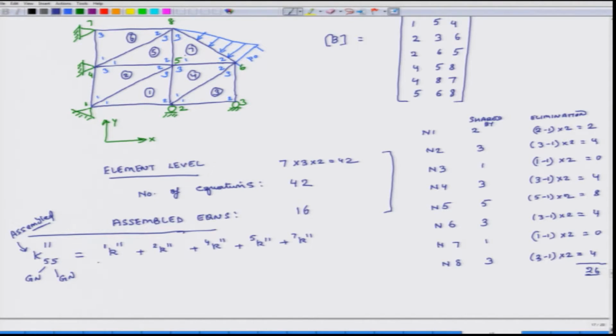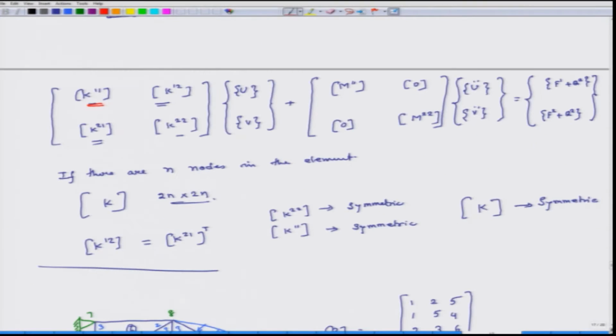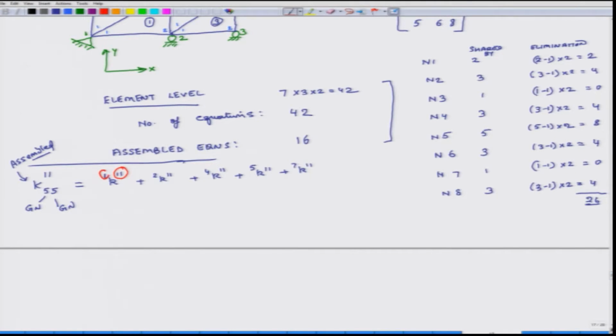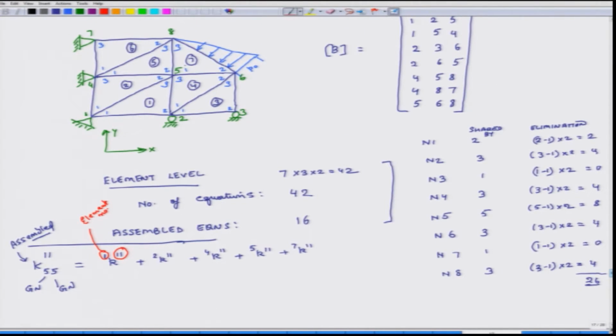And what are the subscripts? So, this 1 1 corresponds to what? It corresponds to this submatrix. This corresponds to element number. And then it also should have a subscript. All these terms should have a subscript. So, for the first element, what does global node 5 correspond to? Global node 5 corresponds to 3. So, it is 3 3.